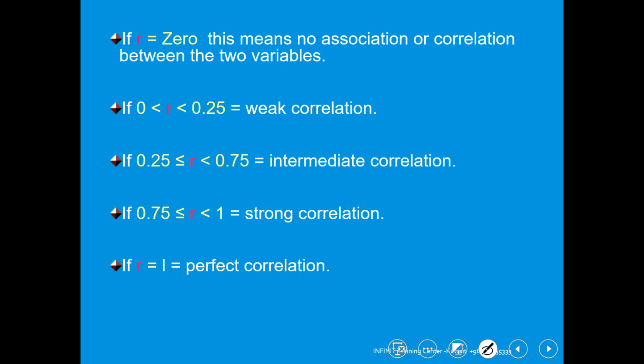So this is what we discussed. If R is equal to 0, there is no relationship. When it is between 0 and 0.25, the relationship is weak. When it is between 0.25 and 0.75, it is intermediate. And when it is between 0.75 and 1, there is a strong relationship. And if R is equal to 1, that means there is perfect correlation.